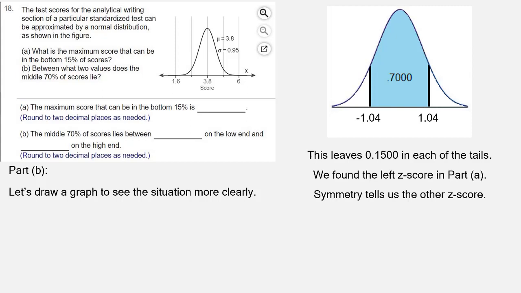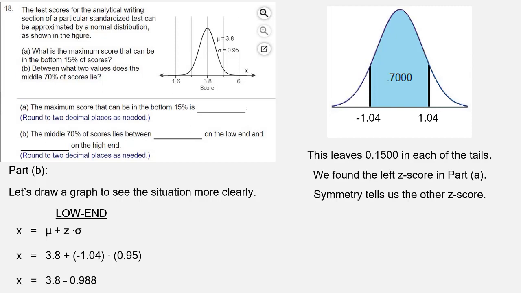So now we know the two z-scores, but we want to know what the actual scores for this analytical writing section of this standardized test are. So let's look at the low end of the central 70%. That's where we use the z-score of negative 1.04 in our x value formula. So we get 3.8 plus negative 1.04 times 0.95, which ends up being 2.812, and that's what we found in part A.